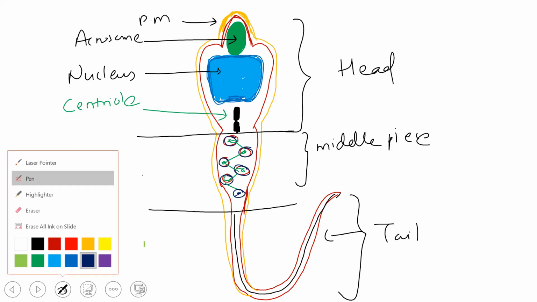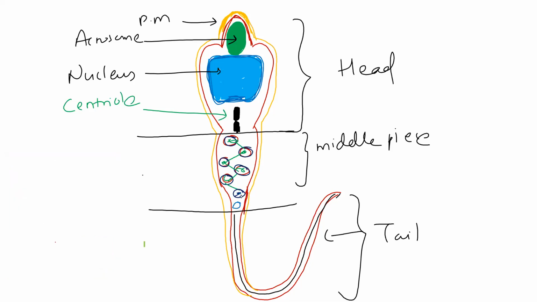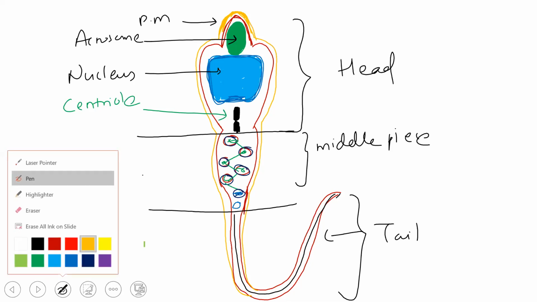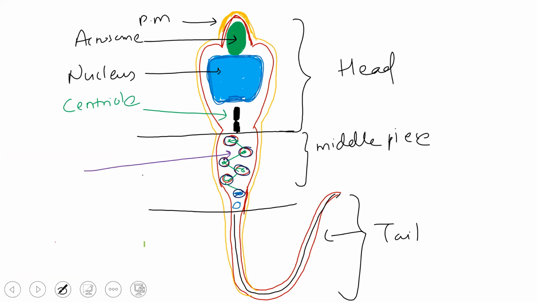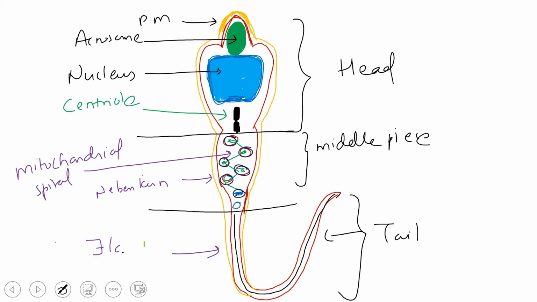So many mitochondria will be arranged over there in this region. The covering is Nebenkern. Then this is the flagella. So this is how you can differentiate the different parts.